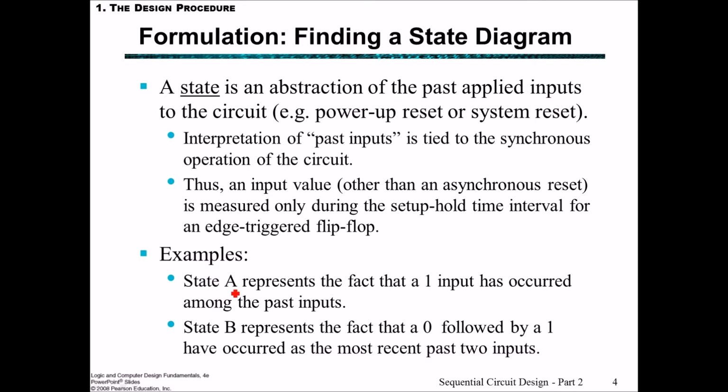Think about a state A as representing the fact that we've had a certain input in order to get there. So let's say we were in state Z. In order to get to state A, then it implies that there's been some sort of input. And in this case, the input is 1. And then state B represents the fact that we had a 0 as the most recent input, and then a 1 as the input before that. So it's this idea of chaining together past inputs in order to move through states, in order to get to the current state that you're in, or a particular state.